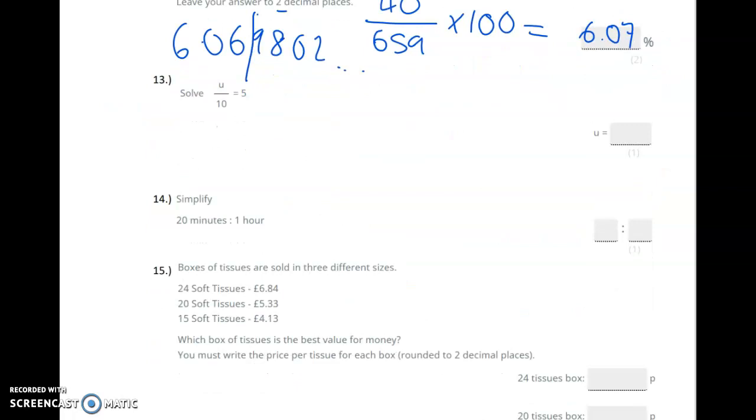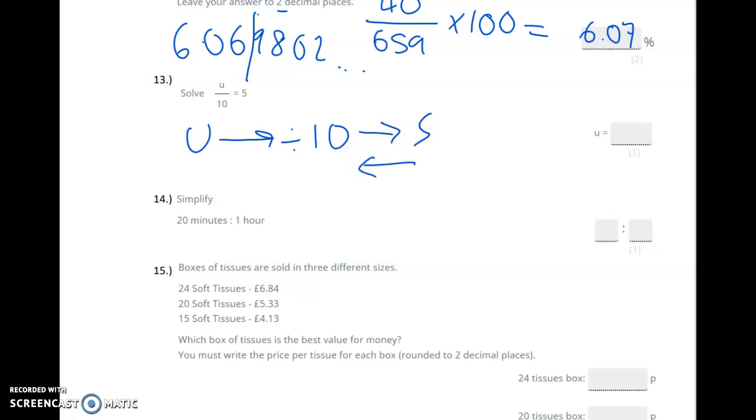So solve u divided by 10 equals 5. If I get u divided by 10, that gets me to 5. So I'll do these steps, but I'll do them backwards. Instead of dividing by 10, I'll times by 10. So 5 times by 10, u is going to be 50 in this case.